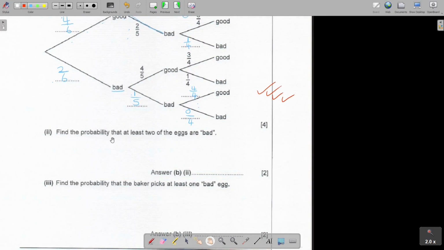Find the probability, and now here comes the English again, that at least 2 of the eggs are bad. Okay, now what does that mean? It's almost the same. To pass mathematics at the end of grade 11, you must at least get 40%. Does it mean you must get 40 or lower, or does it mean 40 and higher? So although the word says least, it means you must get 40% or higher.